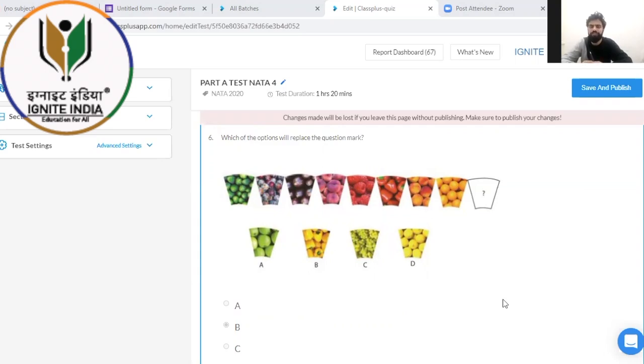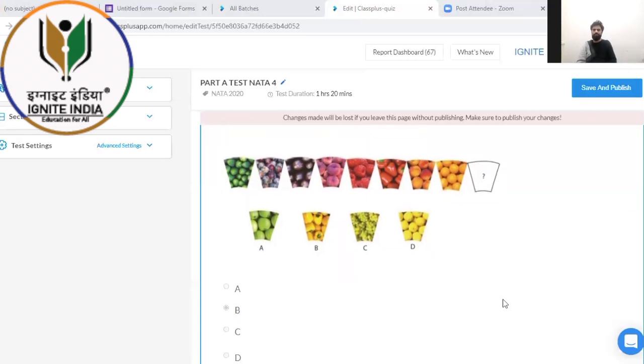B and D is the reason for the confusion in such questions. Let me go and read the question. Which of the options will replace the question mark? So that means the question mark is at the end. Now you see, towards more oranges it becomes yellowish, and that is near to orange color, so it will be more friendly in this. D is towards the green, B is towards the yellowish and oranges, so B will be the right answer. So that's how you are supposed to solve this kind of question, my dear.